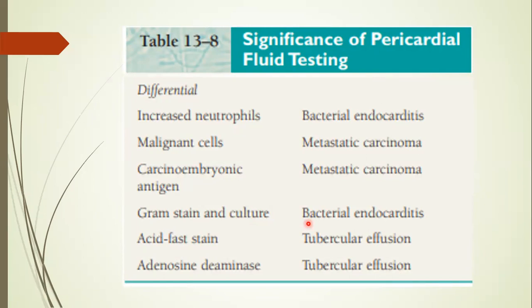Let's see if you can recall your micro lessons. What's the most common bacteria causing infective endocarditis in an immunocompetent IV drug user? What's the most common? Very good, Staphylococcus aureus. Then we can also do acid fast staining for tubercular infection.